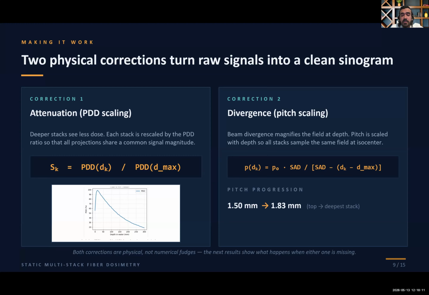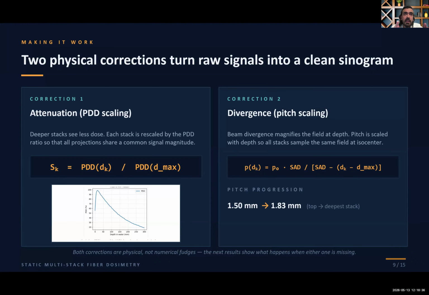The second effect is geometric. Because the beam diverges, the same physical field becomes wider at greater depth. If we keep the fiber pitch constant in every stack, deeper stacks undersample the magnified field. We fix this by scaling the pitch with the magnification factor.